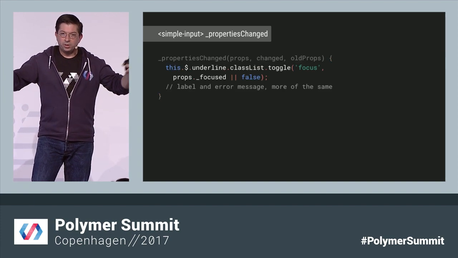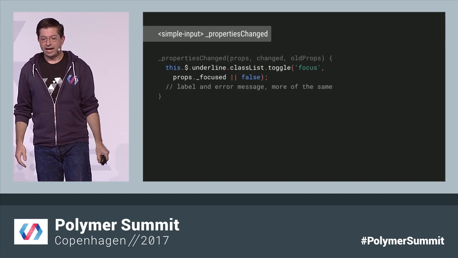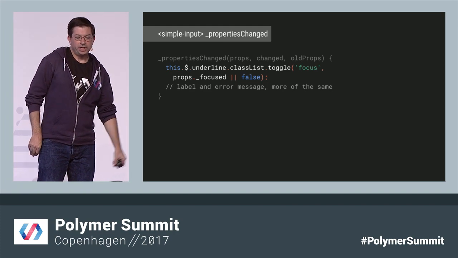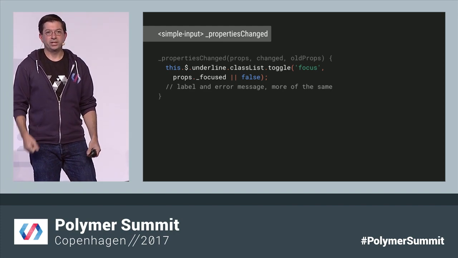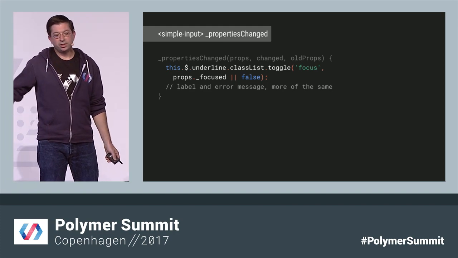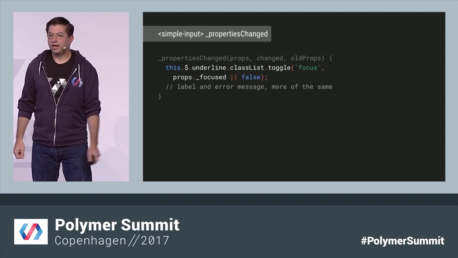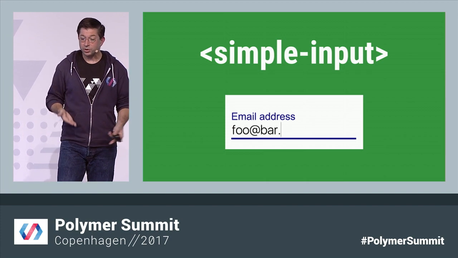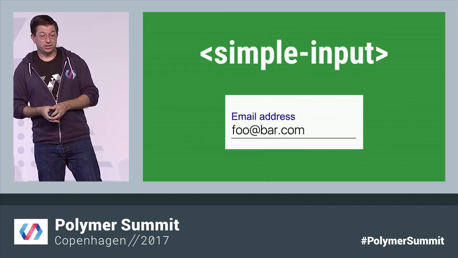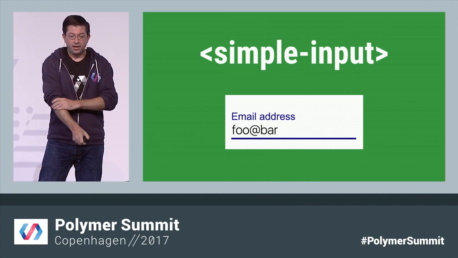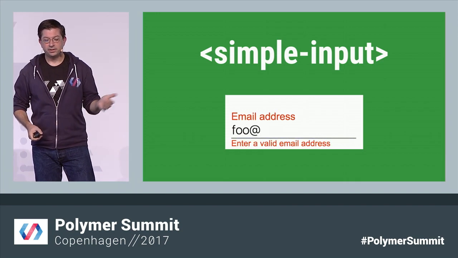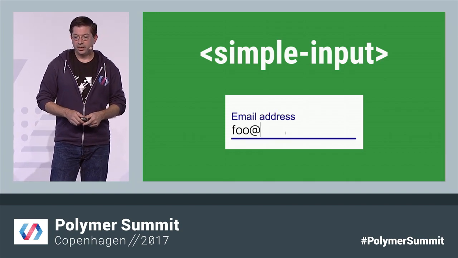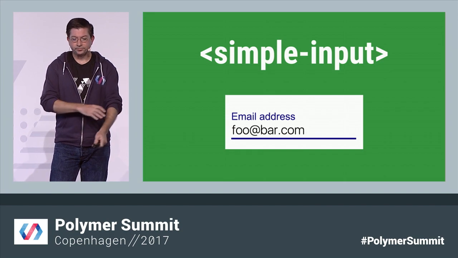And basically, we'll be manipulating the DOM directly. Here, I'm just going to add a class to that underline element just to tell whether or not the element is focused, and that'll manage the animation. We do a little bit more of this for the label and the error message, and we get this, which hopefully looks almost exactly the same as the paper input. Material design look and feel, has a little validation guy, and it's looking pretty good.